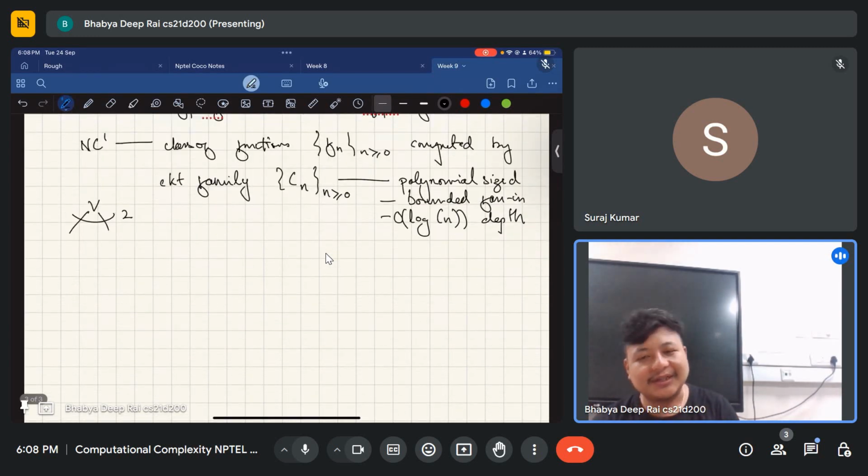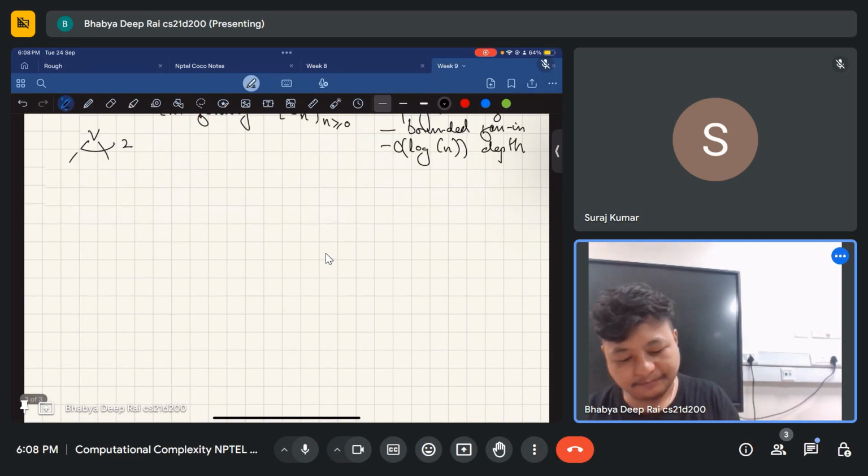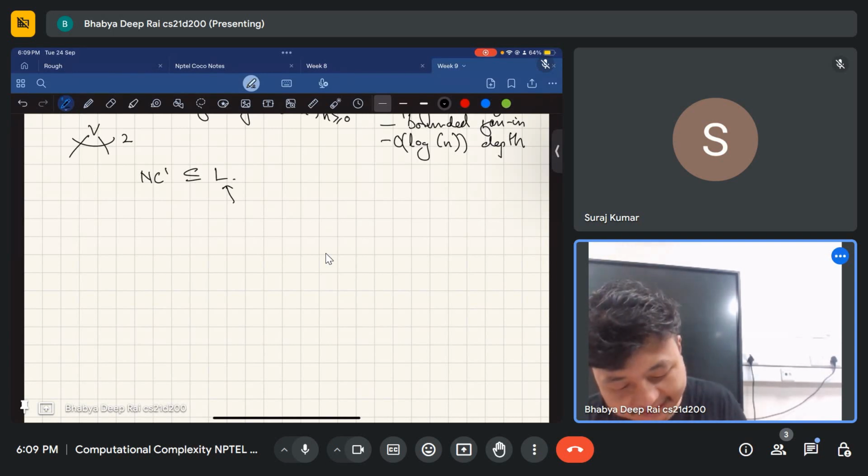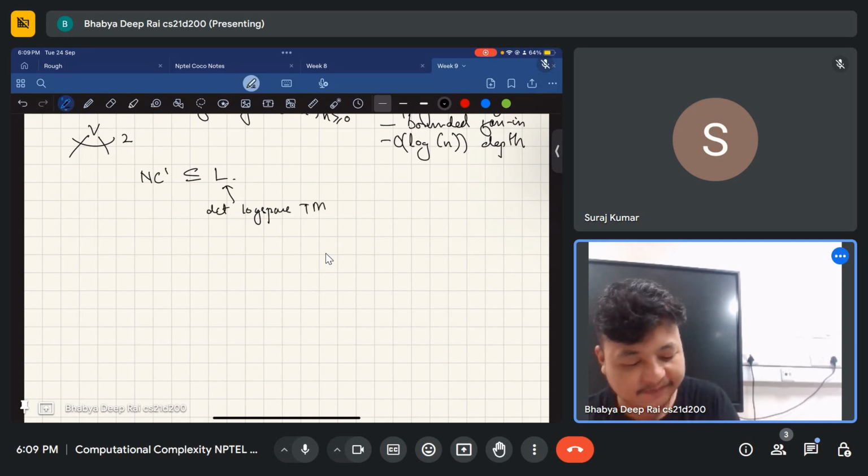What we want to say is log space uniform NC1 is contained in L. For now, let's not care about log space uniform. That is what we want to say. So what is the model for L? The characterization of L is a deterministic log space Turing machine. And here NC1 is again this particular circuit family.